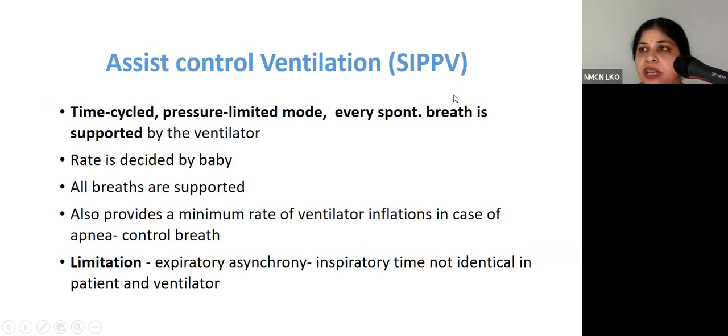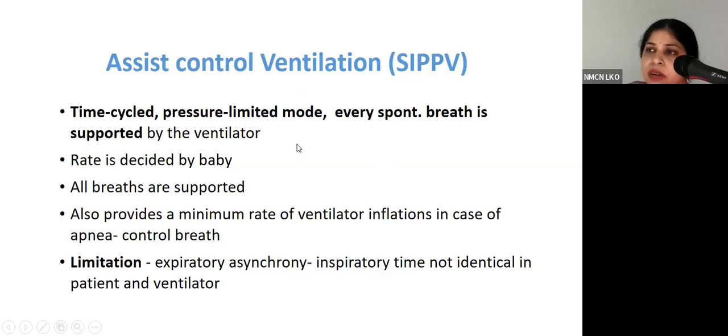Then coming to the next mode, that is assist control ventilation. The terminology may be different across different companies or brands. SIPPV is another term given by some machines, or it is called assist control ventilation. Here again we have to understand that these are patient-triggered modes, so triggering has to be by the patient. Then cycling is determined by time. So here also we will determine our inspiratory time; it would not be determined by the patient. This is a pressure limited mode. But here every spontaneous breath is supported by the ventilator.